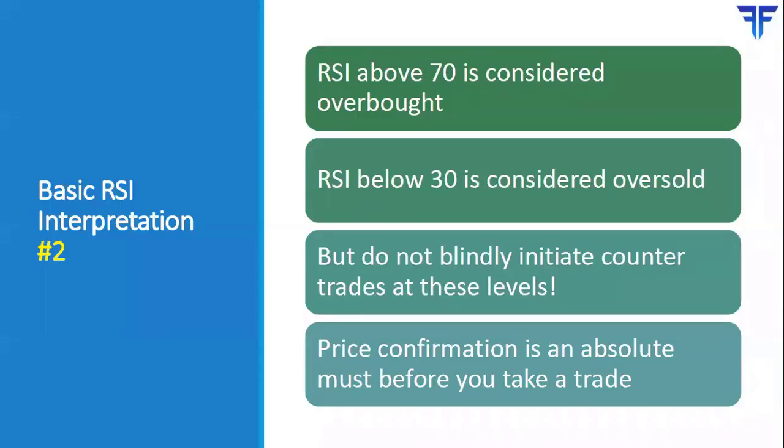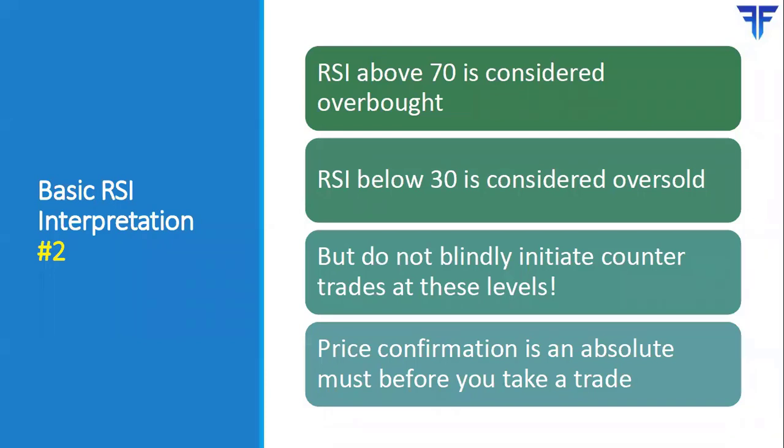Now let's talk about the second basic RSI interpretation. If you have ever used the RSI indicator before, you'll frequently have heard of these 70 and 30 zones. Now what are these? These are typically called overbought and oversold zones. So whenever RSI rises above 70, it tells you that the price of the security is becoming overbought, the trend of the security is becoming overheated.